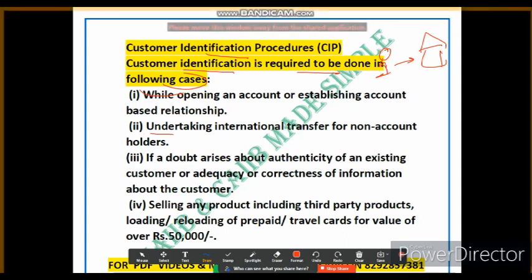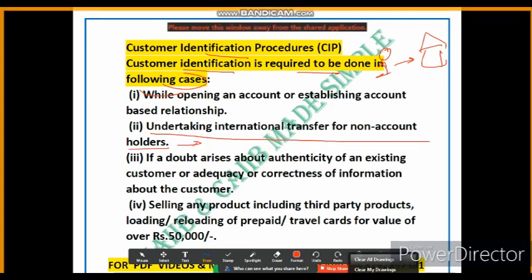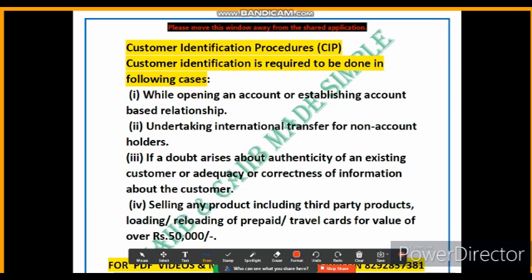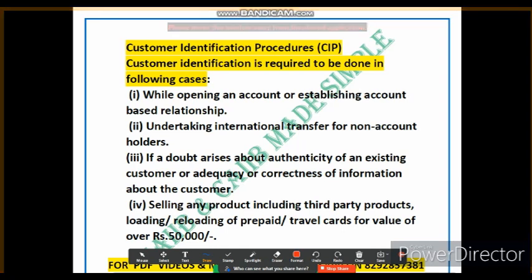The second point is undertaking an international transfer for a non-account holder. So what does it mean? The CIP applies when a non-account holder wants to conduct an international transfer of funds. In such a case, the bank or regulated entity is required to verify the identity of the customer before processing the transaction. So let me give an example.